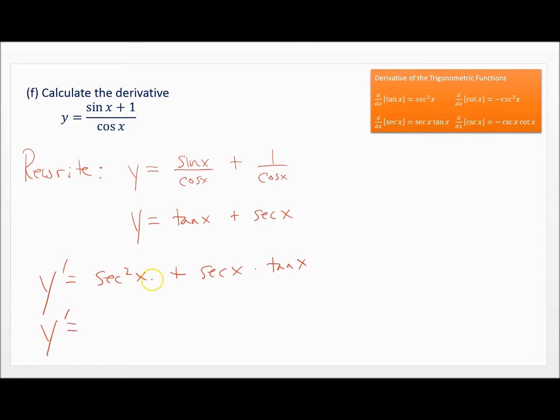So this has a secant of x common to both terms, so let's factor that out. Secant of x, and that leaves me with secant of x in the first term plus tangent of x in the second term. And the reason you do something like that is because derivatives are used for further calculations. You often set a derivative equal to 0.